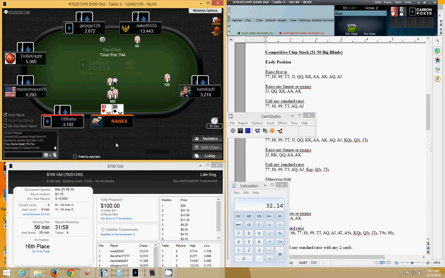Alright, early position, 10-10. I like to put in a 4 times raise. Fairly good starting hand.